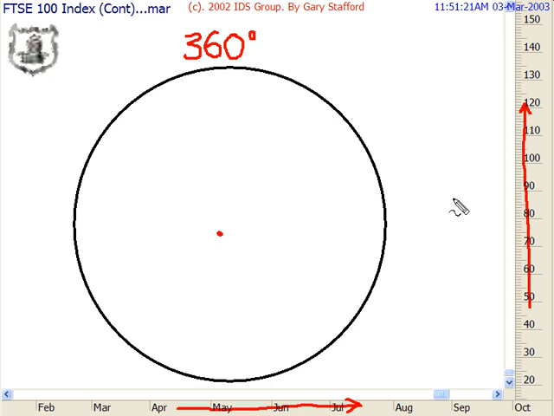So if we take our 360 degrees, we have two axes. So we've got our time and price axes. If we go from the centre of the circle directly up, that would represent our price axis. And if we go from the centre of the circle horizontally across, this would represent our time axis, which in the particular chart we've got at the moment represents days.